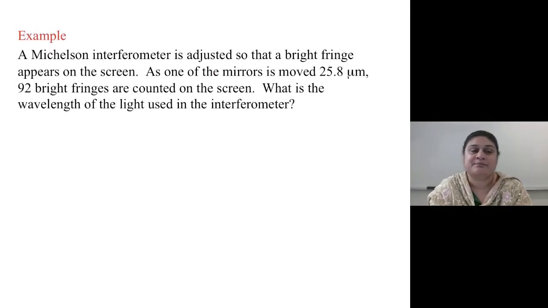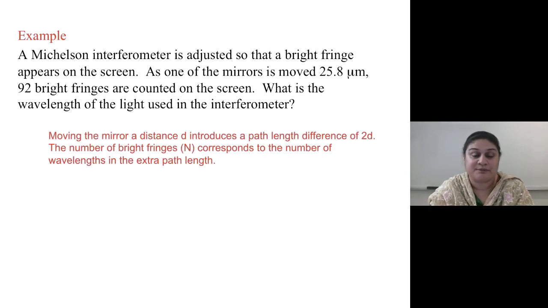Now let's do an example. A Michelson's interferometer is adjusted so a bright fringe appears on the screen. As one of the mirrors is moved 25.8 micrometers, 92 bright fringes are counted on the screen. What is the wavelength of light used in that interferometer?